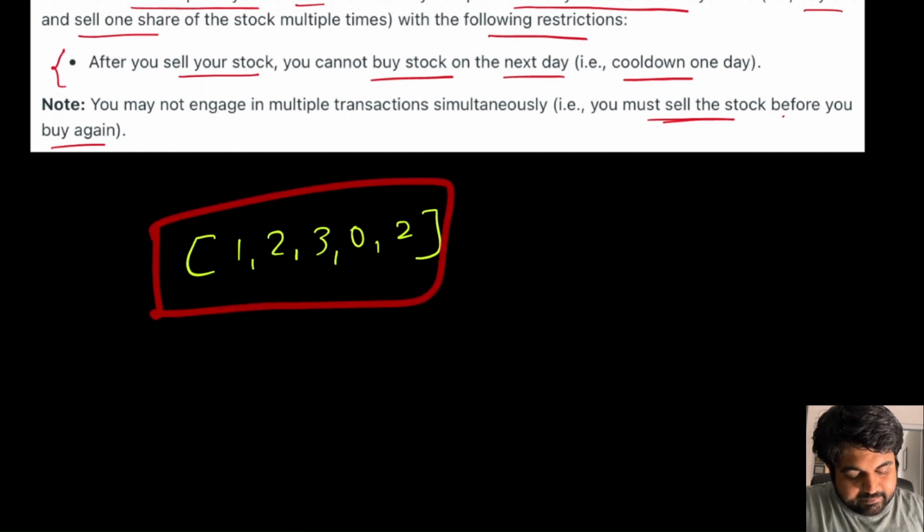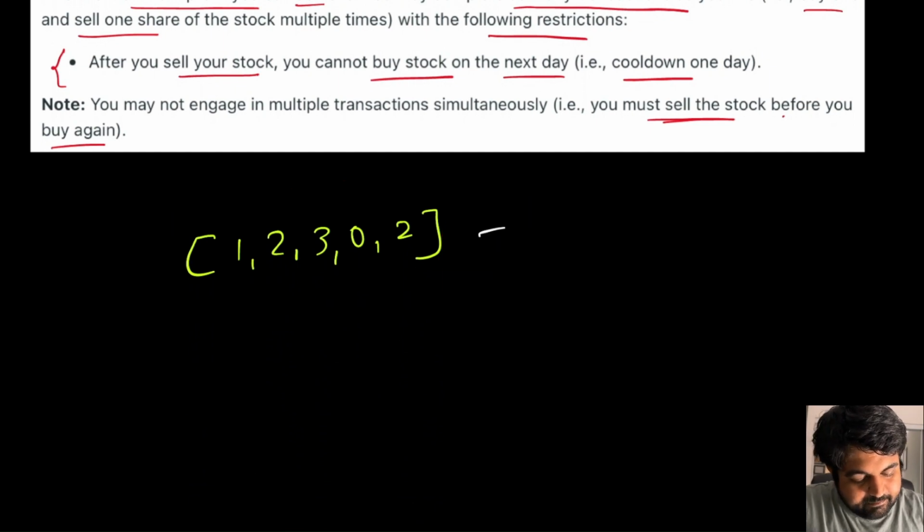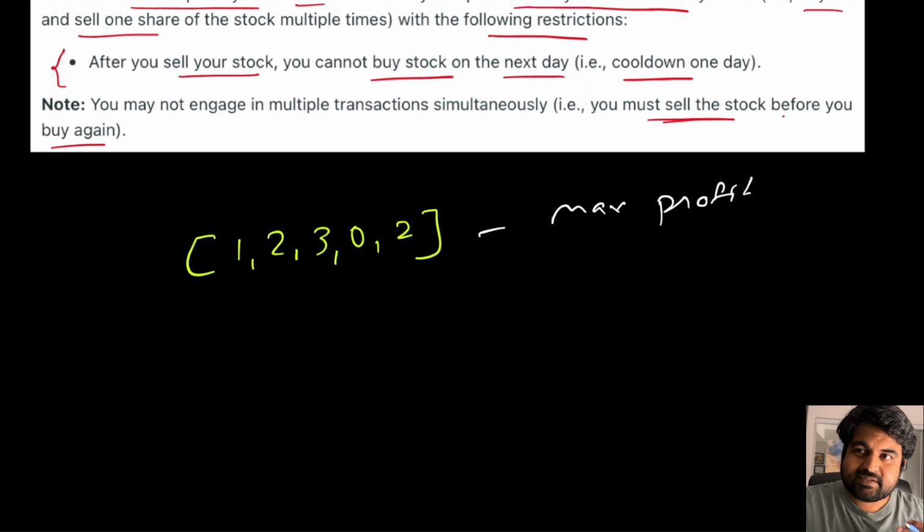Say the price of a particular stock is given for 5 consecutive days, and our aim is quite simple: maximize the profit. Now let's first understand what is going to be the answer in this case. Let's say we decide to buy the stock on this particular day, then our buying price is going to be 1, and then we decide to sell the stock on this day, so our selling price is 2. So the profit we made during this duration is going to be 1.